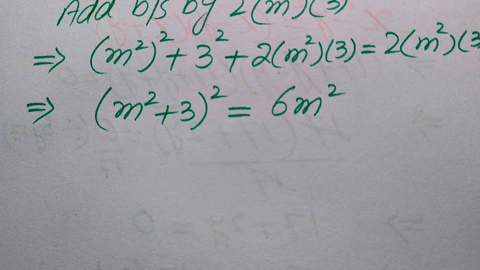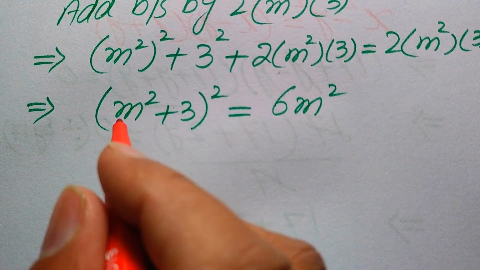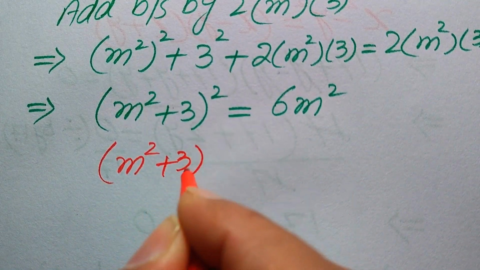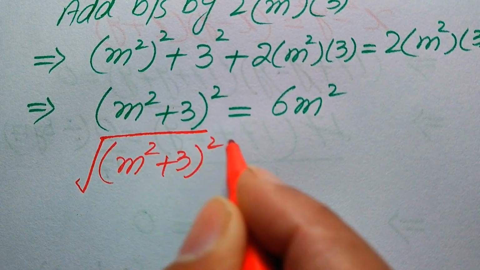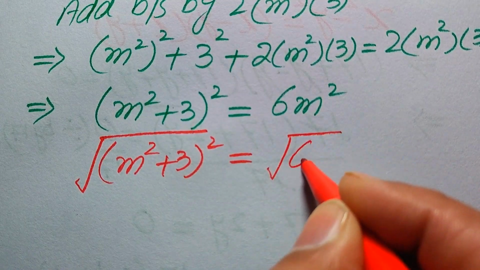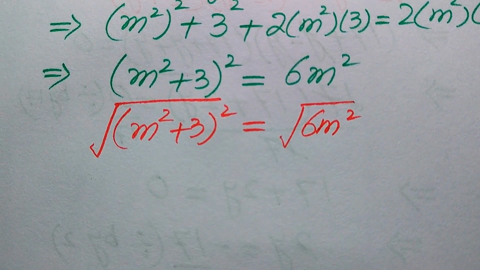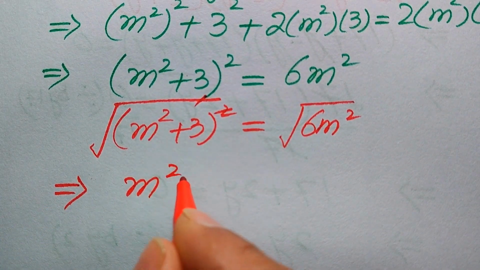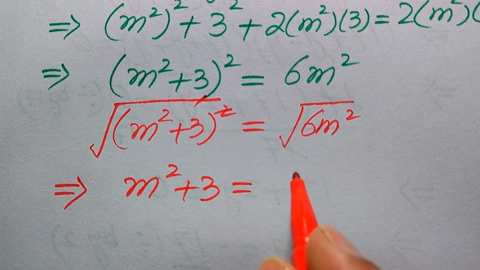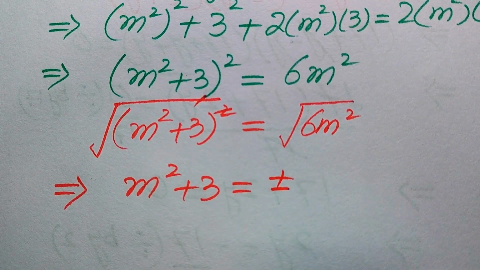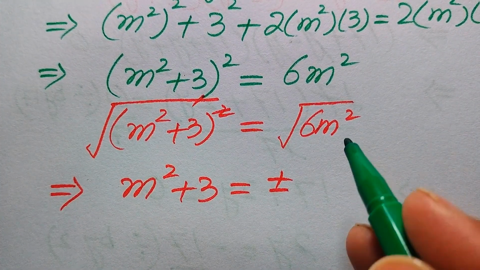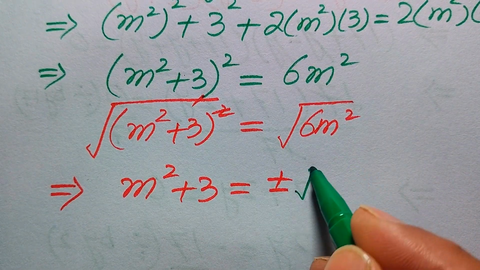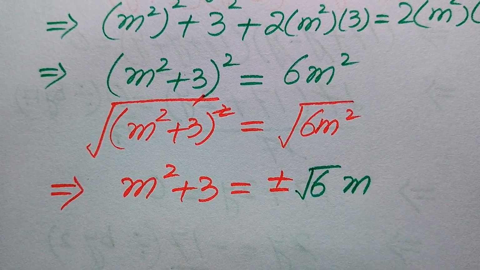And now, in the next step, we need to remove this square sign, and for this we will take a square root on both of the sides. And when we apply the square root, this 2 and this square root are gone, and we get here m square plus 3 is equal to, here we apply square root on both of the sides. And here you see that the square root of m square becomes m, and the square root of 6 is written as square root of 6 times of m.